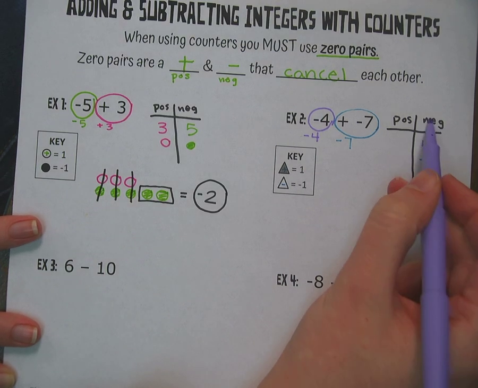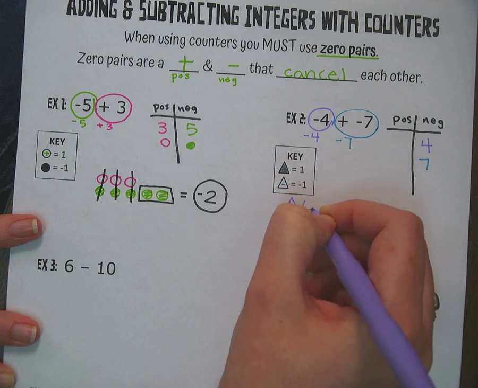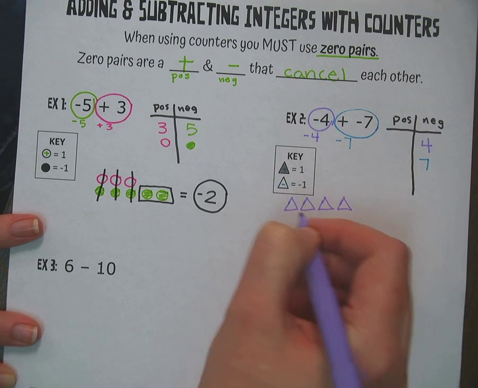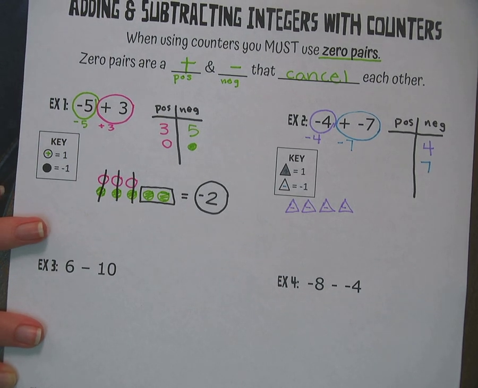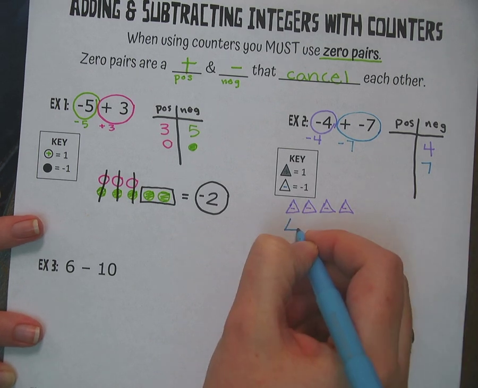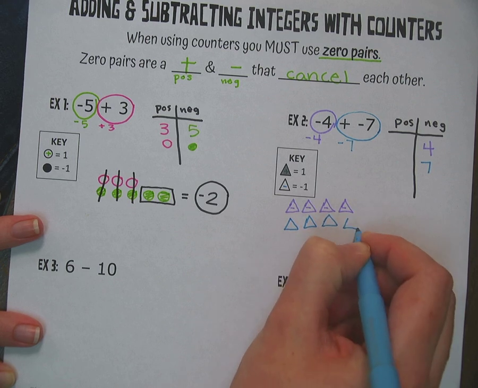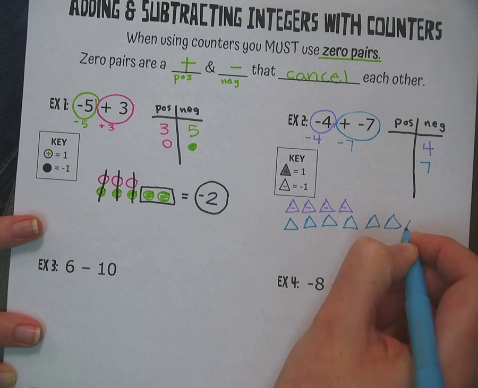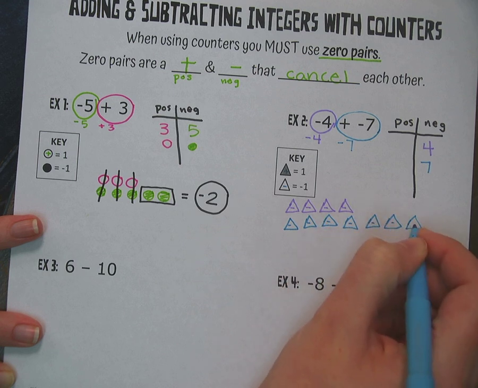My first number is negative 4, so I am going to draw 1, 2, 3, 4, and I could even put a negative sign on them if I wanted to, okay? And then I also have negative 7. So again, I'm going to line those up. So 1, 2, 3, 4, 5, 6, 7, and again, if we wanted to, we could put negative signs in those as well.